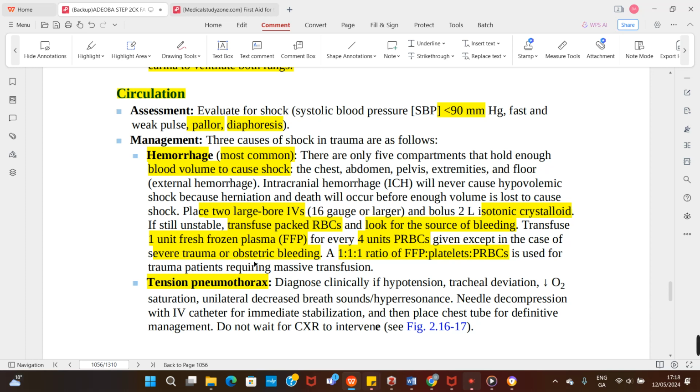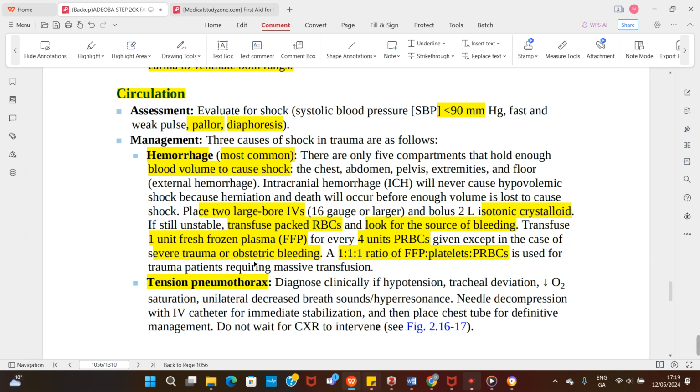Platelets, plasma, red blood cell, everything is going. So you need to give them 1:1:1 because you are going to prevent so many problems. You are going to prevent coagulopathy, you are going to prevent acidosis, you are going to prevent so many things. So that's just the protocol for massive blood transfusion.